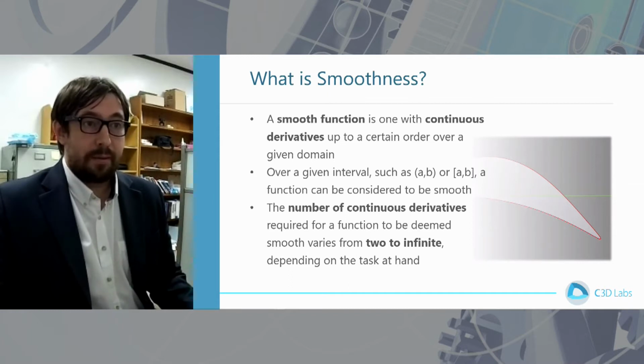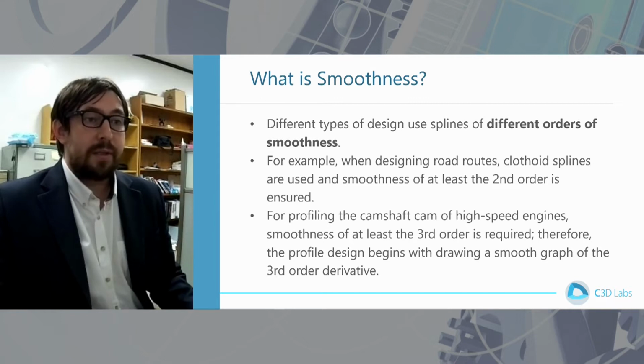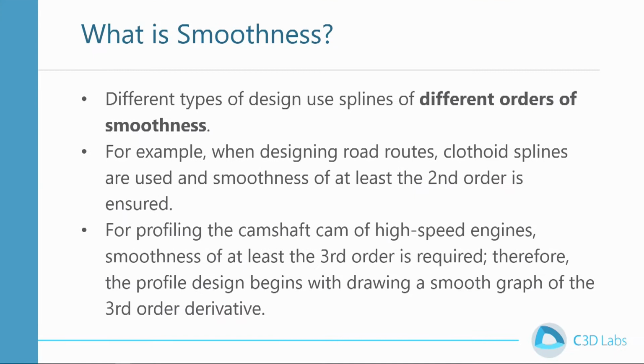the task at hand. Smoothness is a property of a function or a curve or surface, indicating that this function can be differentiated or that each point of the given curve or surface has surroundings that can be defined using differentiable functions. Different types of design use splines of different orders of smoothness.